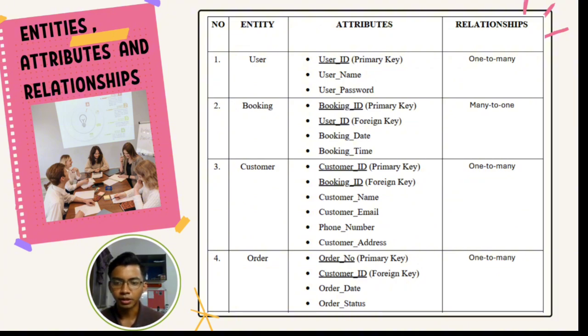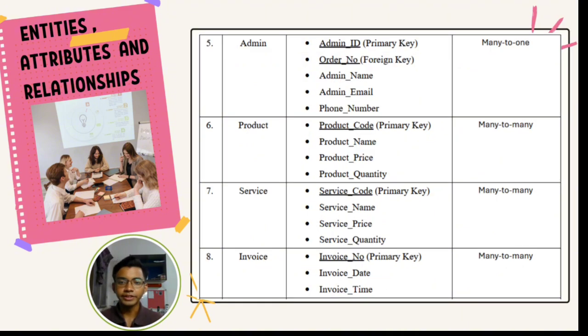The next entity is order. The attributes are order number, customer ID, order date, and order status. Order number is the primary key and customer ID is the foreign key. The relationship is one-to-many.